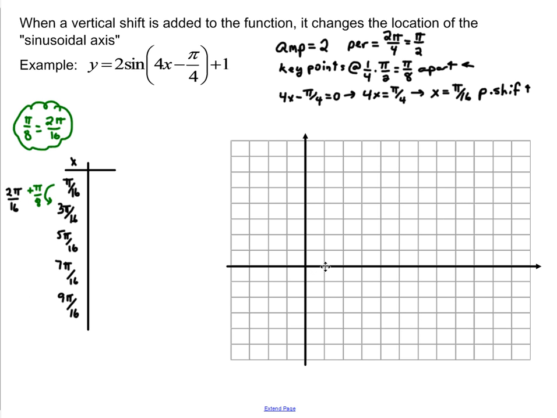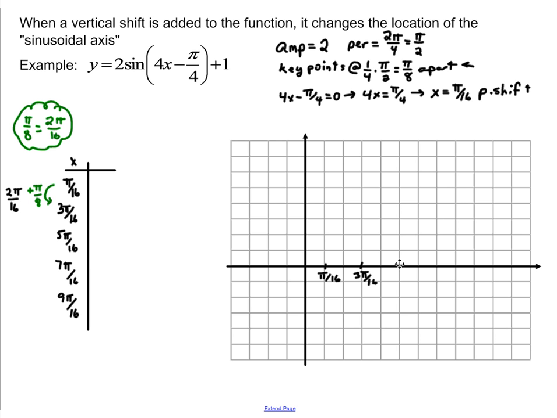Now if I go over here, I'm going to mark off my increments right here. So I'll make this pi over 16 right here, which is where I'm going to start one cycle of this sine function. I'm going to go to my next key point here at 3 pi over 16.